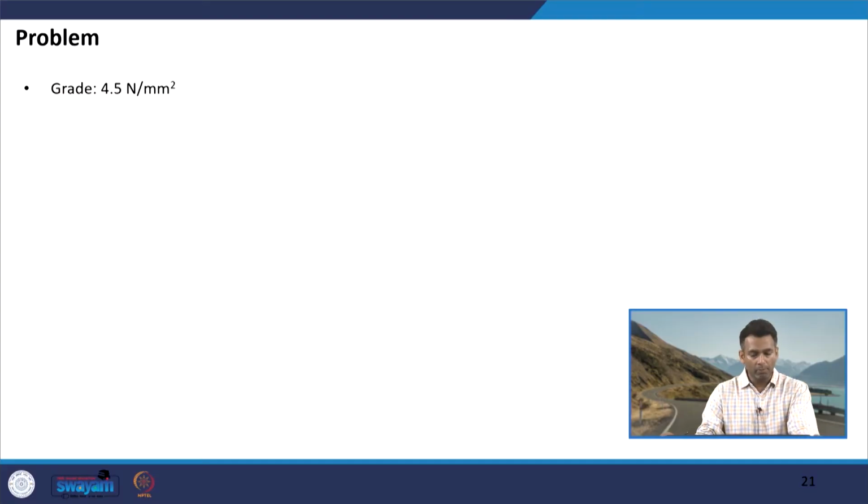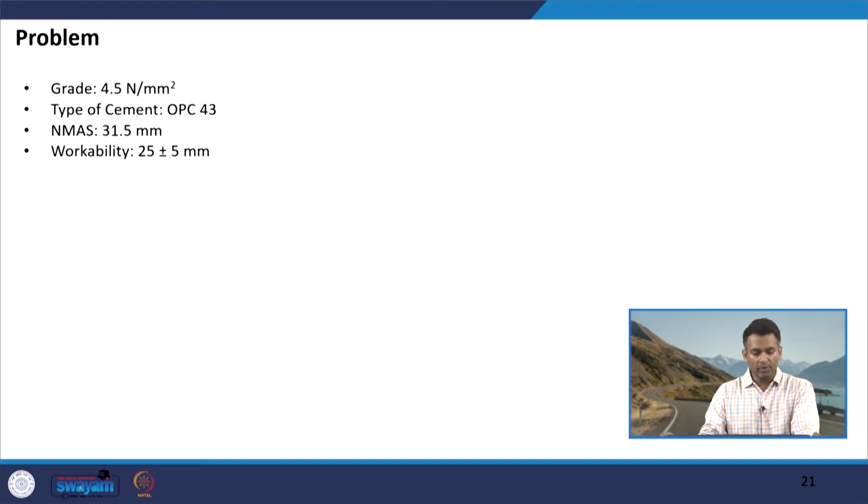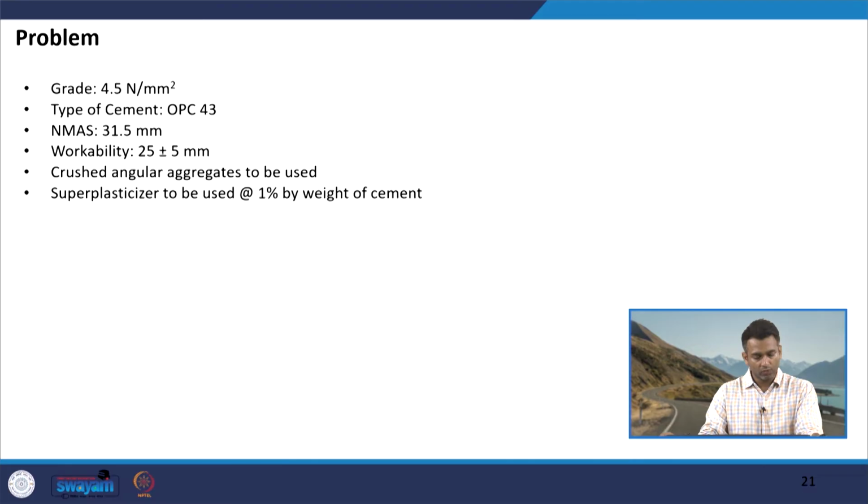So, let us first talk about the problem which we are going to solve. Here we have to design a concrete mixture having a characteristic flexural strength of 4.5 MPa. The type of cement which has been given to us is OPC 43. The nominal maximum aggregate size of the aggregate gradation is 31.5 mm. The workability has been defined as 25 plus minus 5 mm. The average workability is 25 mm here, which we have to achieve. The aggregates being used to produce the mix are crushed angular aggregates.